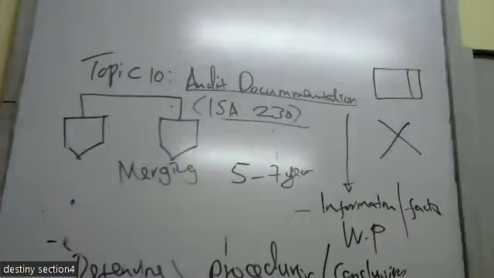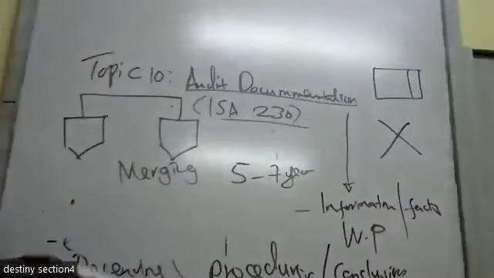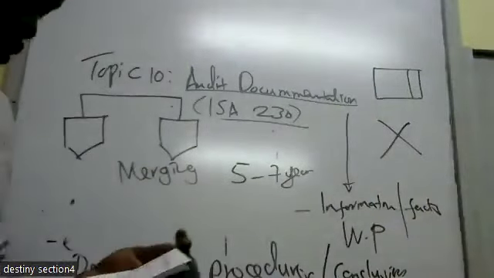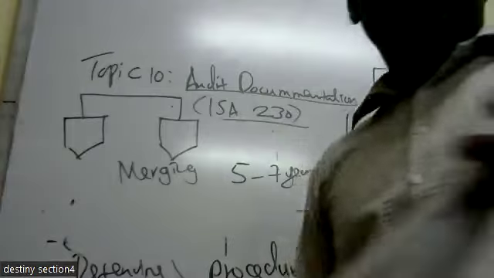Question number 4B. The question is raised like this: ISA 230 audit documentation requires auditors to prepare audit documentation for an audit of financial statements on a timely basis. Describe 4 benefits of documenting audit work. So what is the importance of audit documentation? Very simple, it is only 4 free marks there.